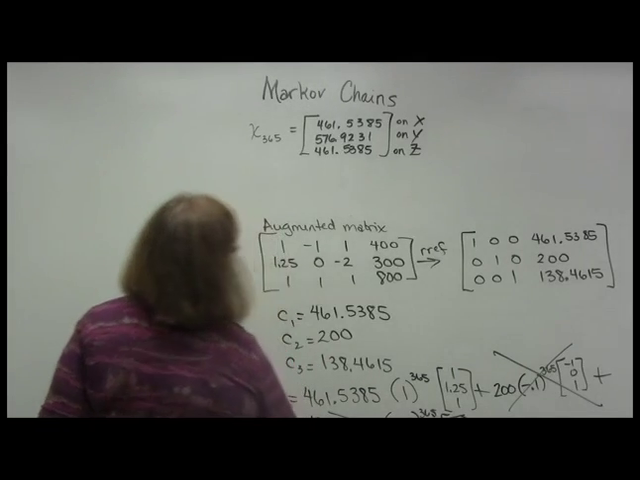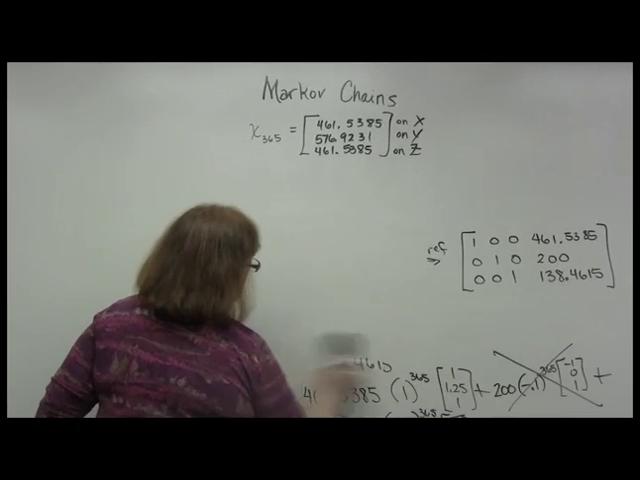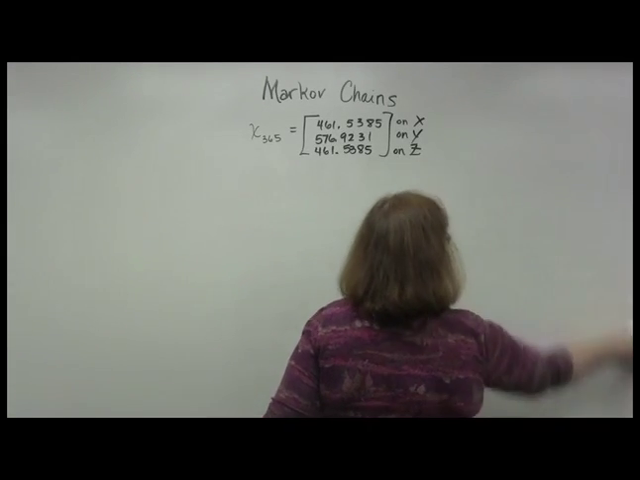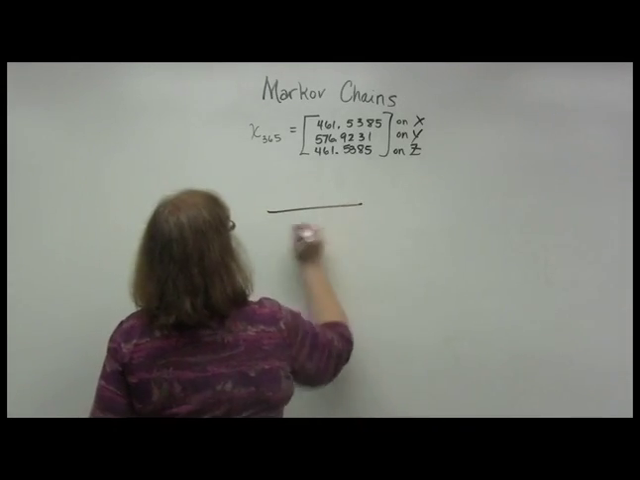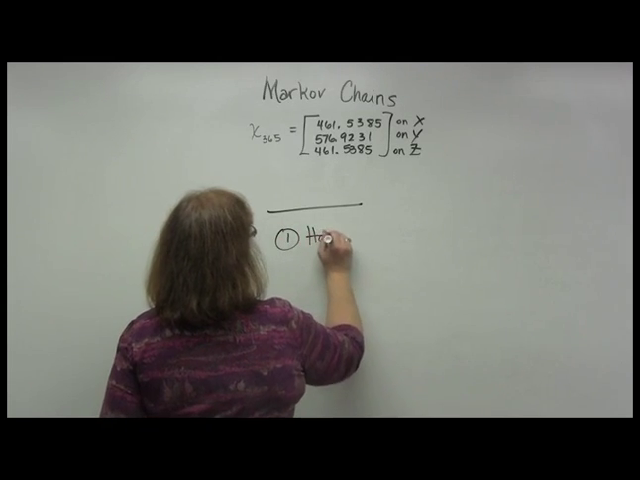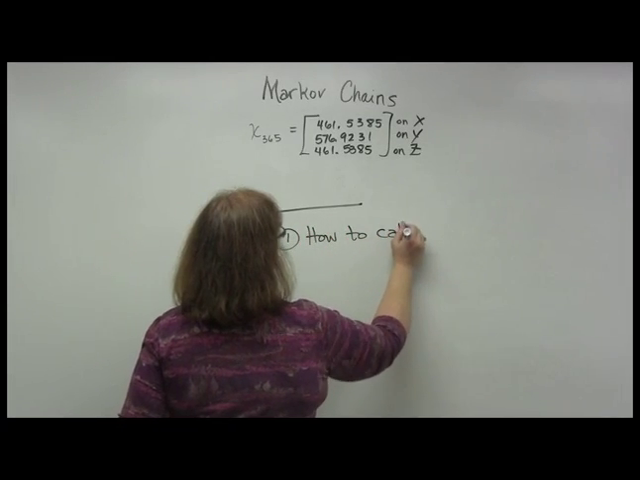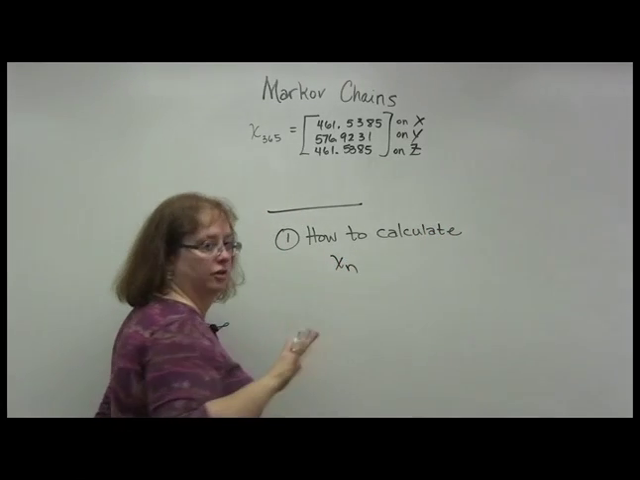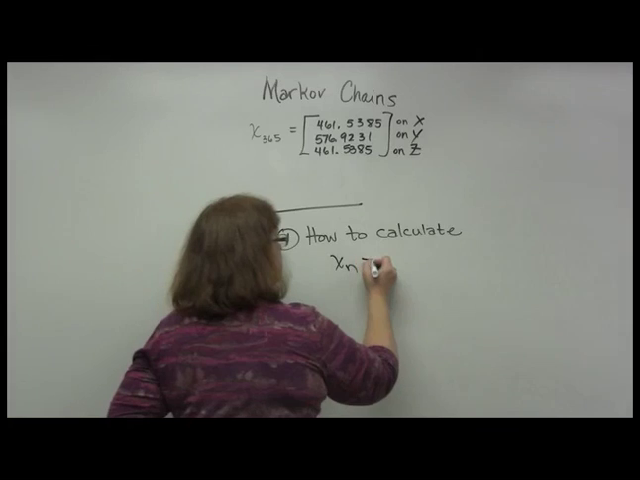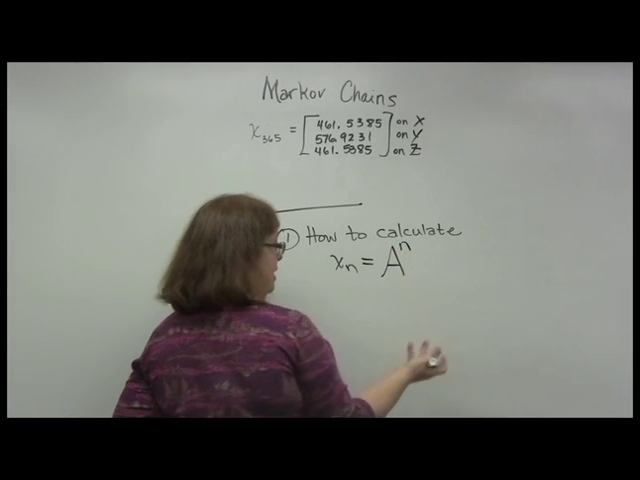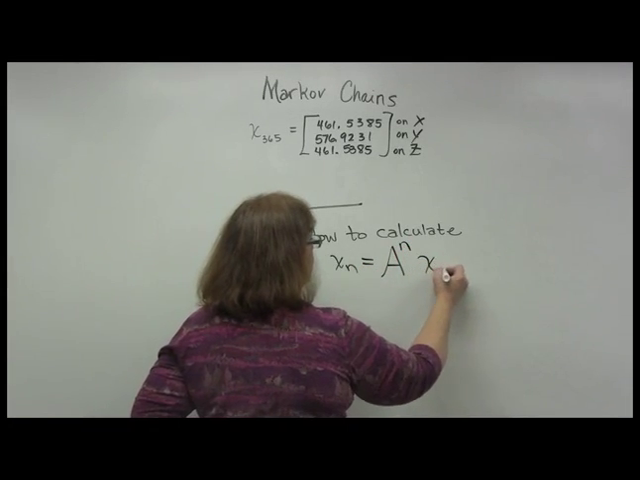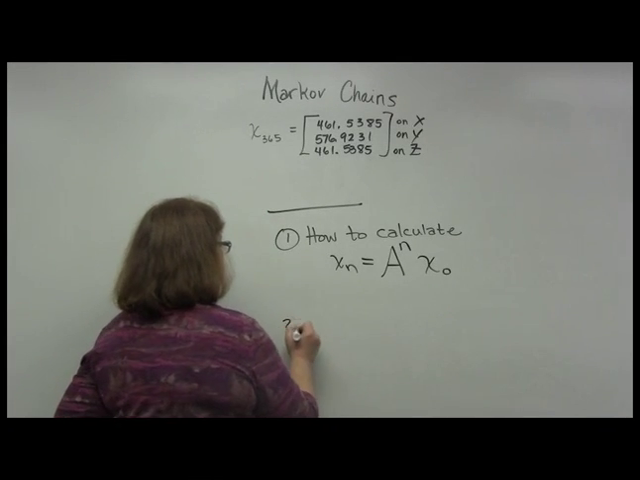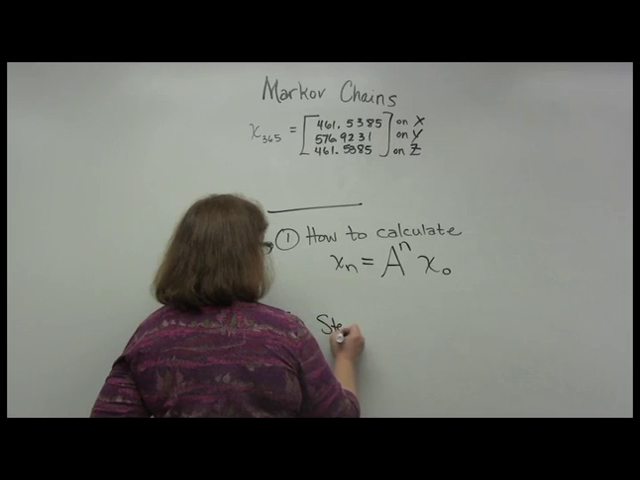So there were two things that we talked about in this section. We talked about how to calculate x sub n for some small number n. And the way we did it was we took our transition matrix, we raised it to that power, and then we multiplied it by our initial state vector. The second thing that we did was we found the steady state vector.